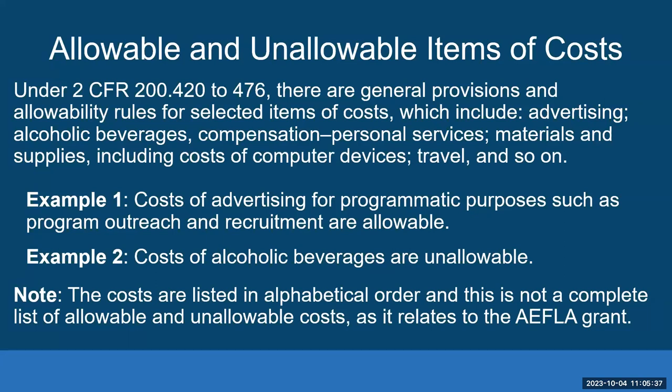Most of the time you will see that the costs are allowable with restrictions. You'll find those that are completely unallowable, like for example, costs for alcoholic beverages. The list is in alphabetical order and is not a complete list of allowable and unallowable costs as it relates to WIOA.